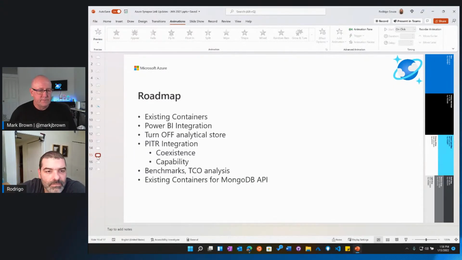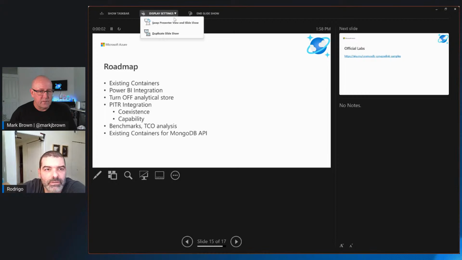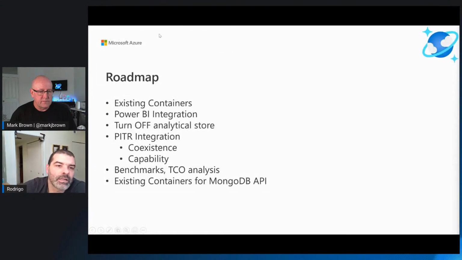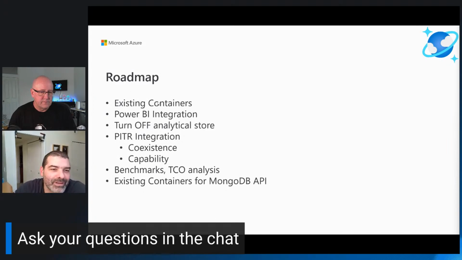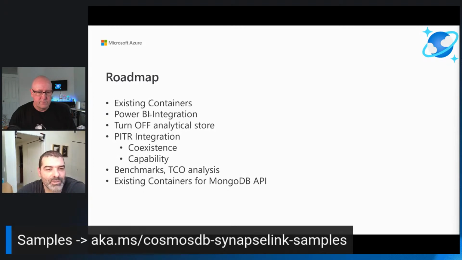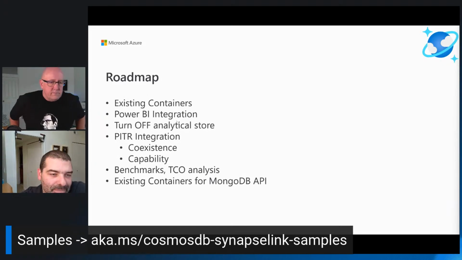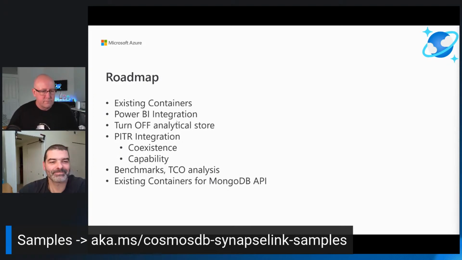And so let's talk about the roadmap now. Oh, let me switch this thing. Let me swap. So roadmap, I can say that very near roadmap, we have existing containers, Power BI integration. If you're curious, you're probably exploring Azure Portal. You probably saw some news about these 2 items here. We will be able to talk about them in a couple of days or weeks. Also, the capability to turn analytical store off is coming as well.